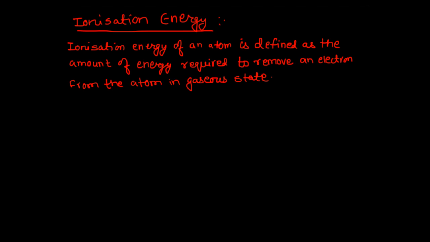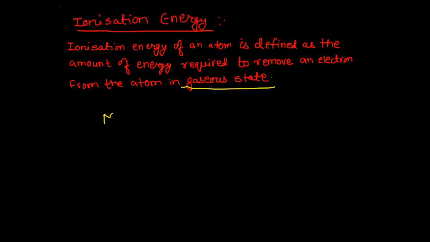In this definition, there is a very important thing that we need to notice. That is, from an atom in gaseous state. So, it is only considered ionization energy when the electron is knocked off from the atom in its gaseous state. So, let me write a basic general notation of the ionization energy.